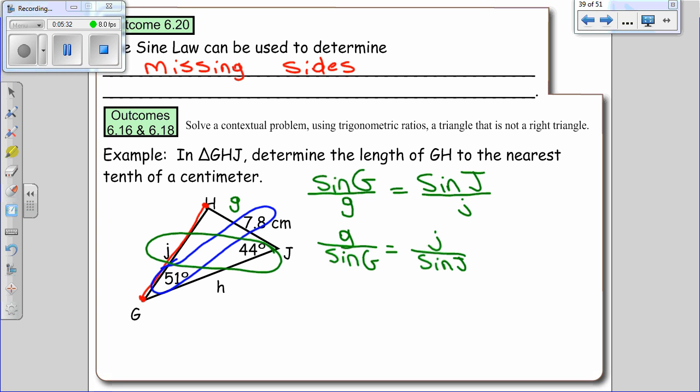This is nice and easy. Now that we've figured out which formula we want to use, we just need to plug in our information. So G is equal to 7.8 divided by sine G, so divide by sine of 51, equals J divided by sine J. And sine of J is 44. To solve this thing, we want J all by itself. So we've multiplied both sides by sine of 44.